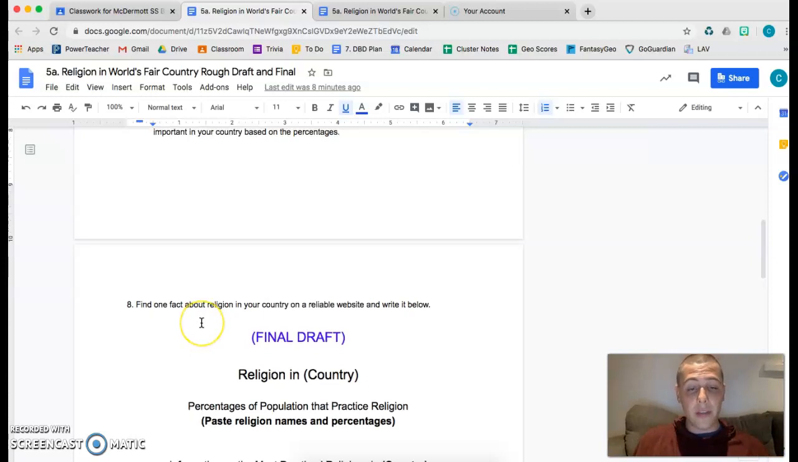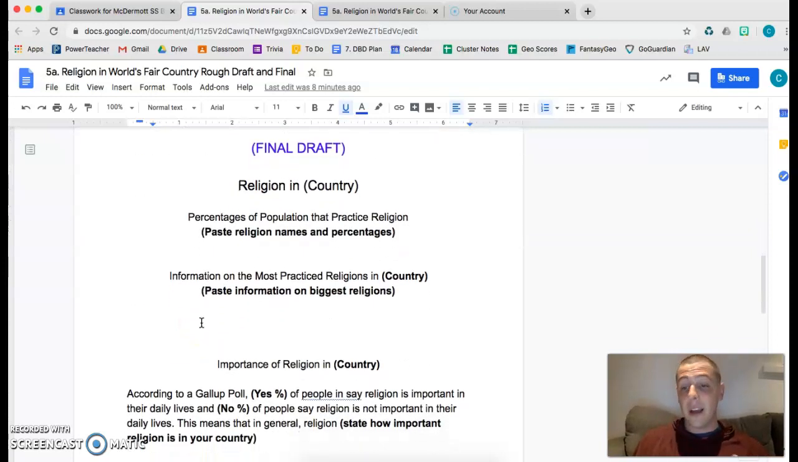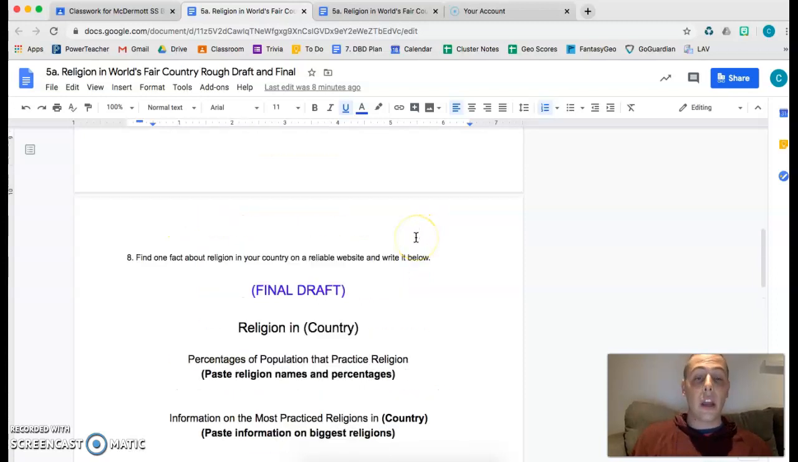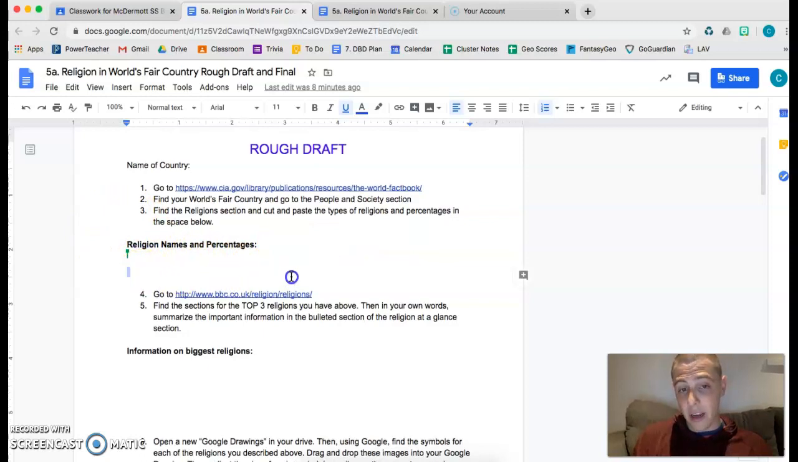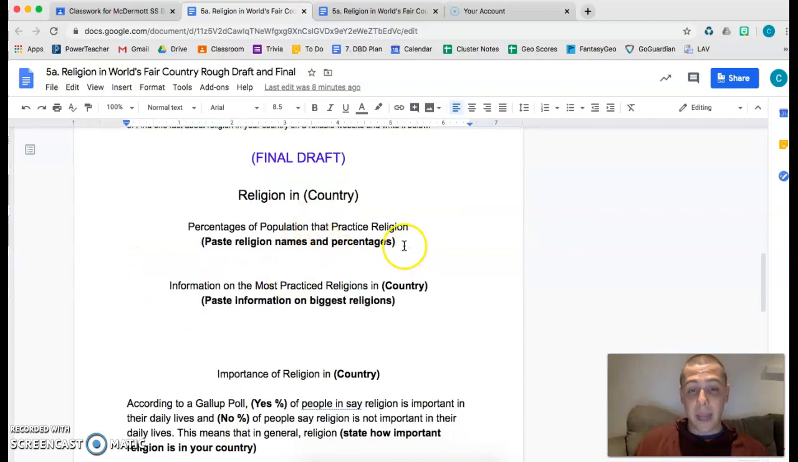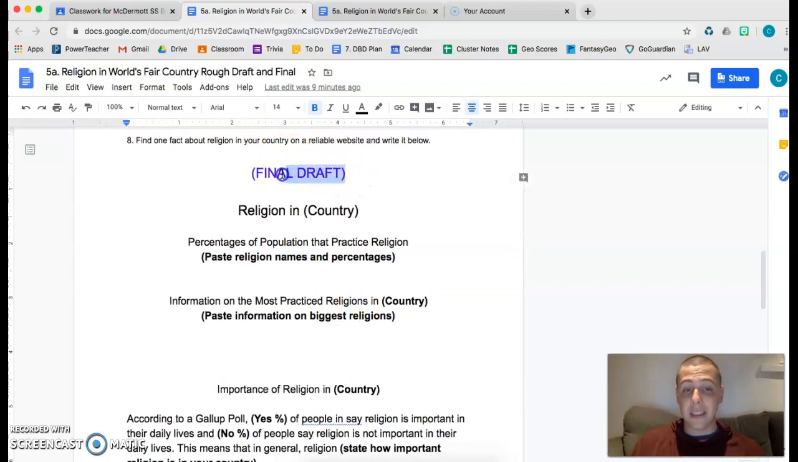All right, so once you've done that, then you need to do the final draft. The final draft is just copying and pasting the information that you already have. So for example, right here it says percentages of population that practice religion. You're just going to go up to here where you have the religion names and percentages already, right? This one's blank, but you would have your own in here. You would copy it and paste it within these parentheses. Similar deal to what we've done before on other documents. Wherever you see parentheses and bolded words, you need to replace that with information about your country, okay?